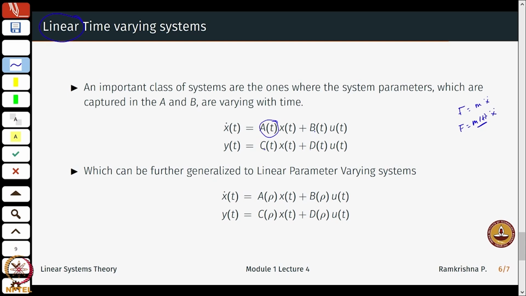Now, this time varying can be generalized to something called linear parameter varying systems. We will not really explicitly deal with these systems. We will deal a bit with time varying systems, but it is interesting to know what these parameter varying systems are. If you buy any equipment, you will say its operating region is between, say, 10 degrees Celsius to 60 degrees Celsius. What happens outside the range? Well, it is not guaranteed to perform because some parameters might change.